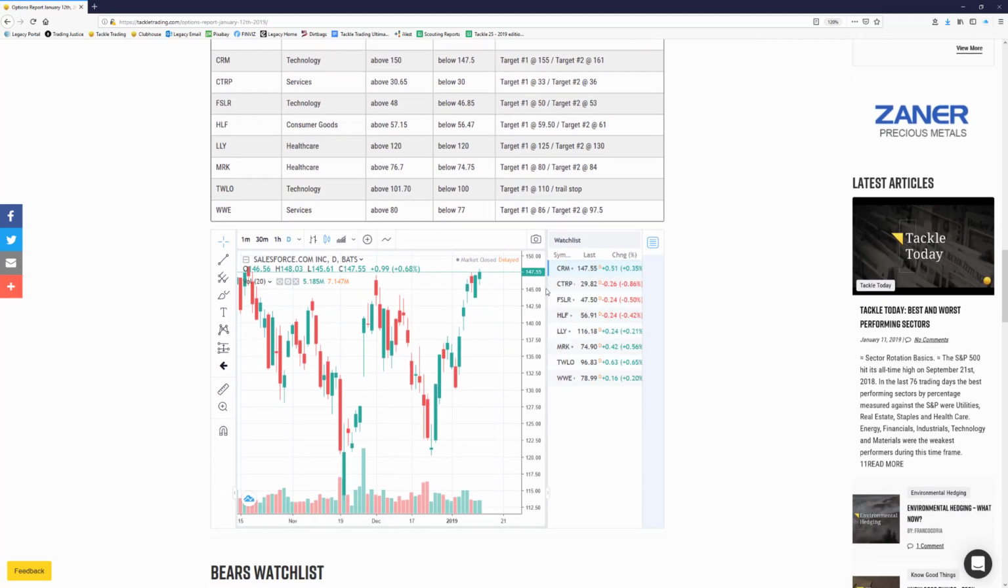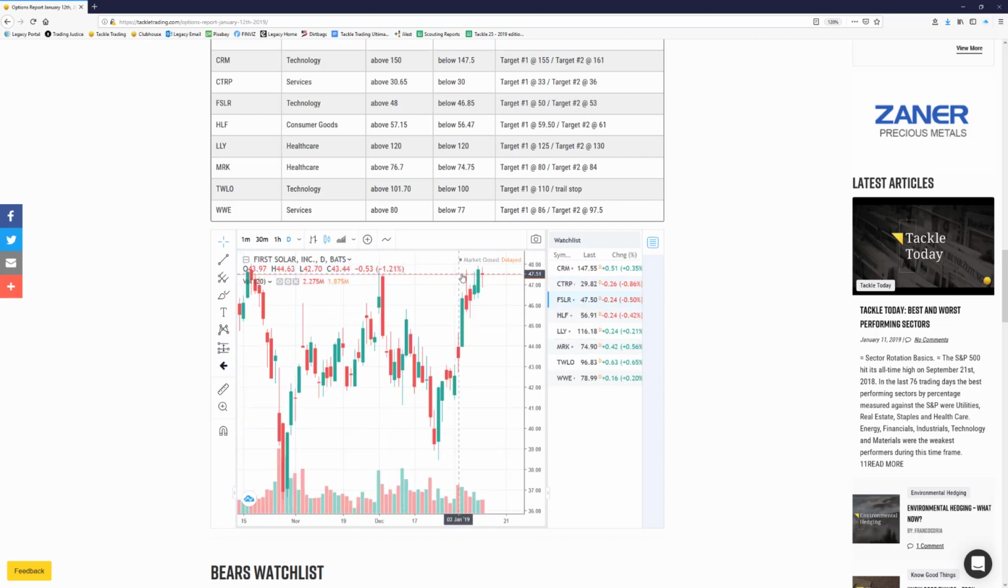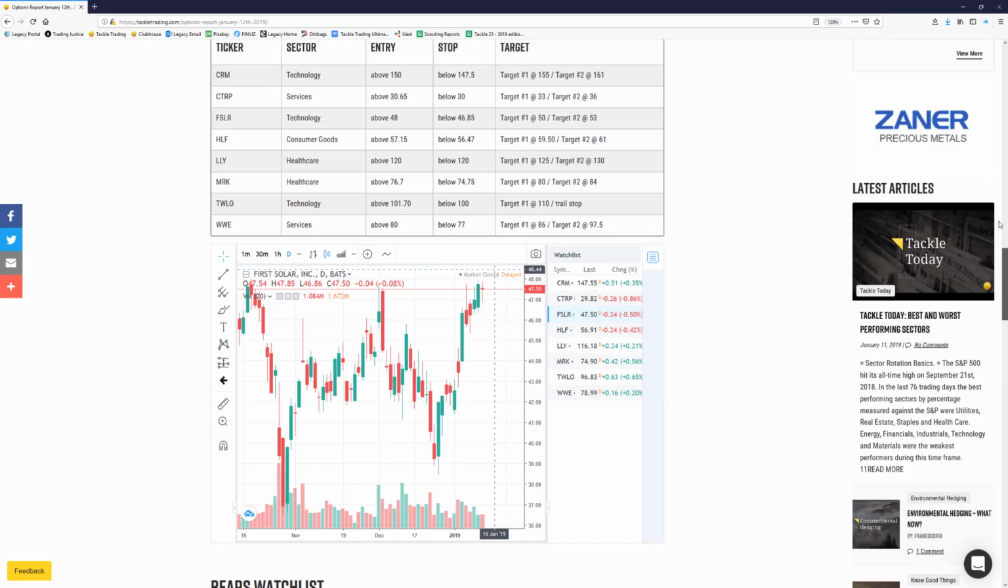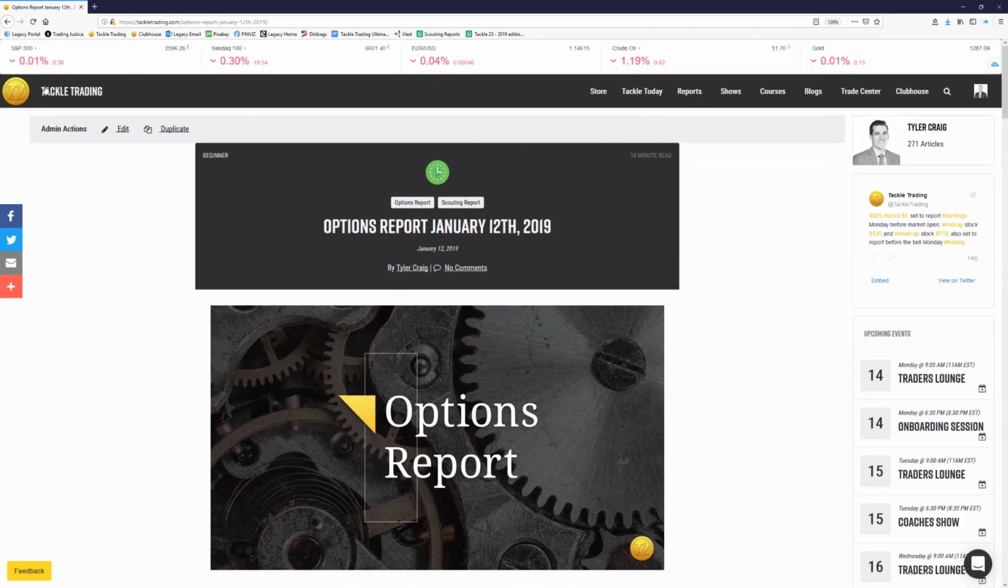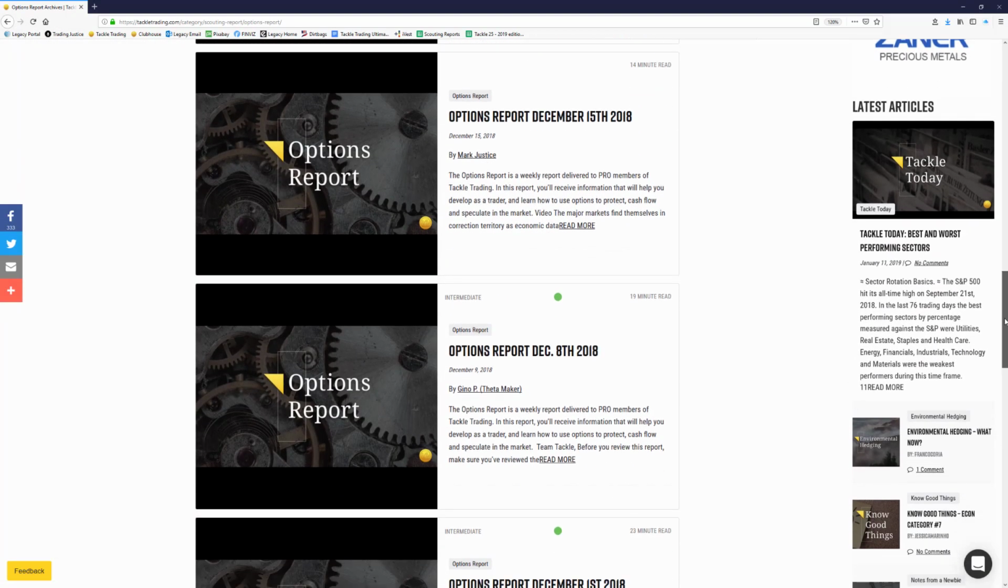Here's a look at the stocks from a technical perspective, anticipating a reversal breakout on CTRP, anticipating a little bit of a bullish breakout above 48 on First Solar. And so I just want to show you kind of what that report is. Here's all your bearish picks there as well with stop entries and targets.